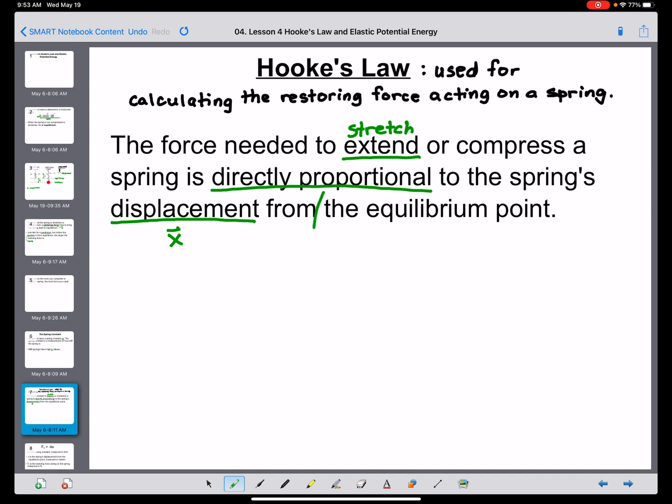Now, directly proportional means if x doubles, then the spring force also doubles. It means they copy each other. Or if x triples, the spring force also triples. Or if x is 1/4 of its original amount, then the spring force is also going to be 1/4 of its original amount. And by the way, spring force and restoring force are the same thing here.